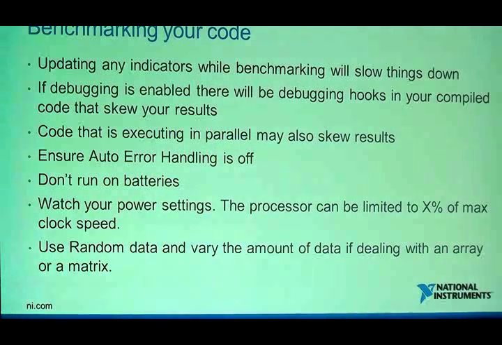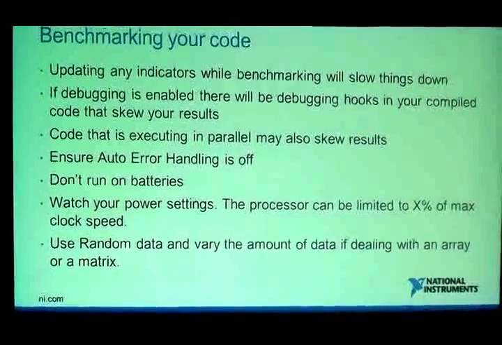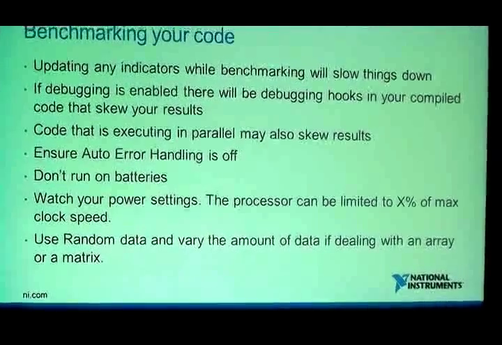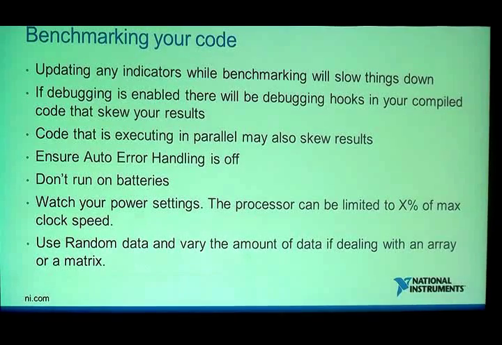All right, so some of the things that you might want to watch out for in the VI settings. A lot of these are just things that you might normally do for general efficiency. Having indicators in a loop constantly updating is going to slow things down. That debugging setting is going to add all those debugging hooks in your code so you can drop probes and use execution highlighting. Those can affect the overall time, and they can introduce some jitter. Make sure you're not executing code in parallel. Don't try and benchmark two things at the same time, of course. Auto error handling can cause some problems too.